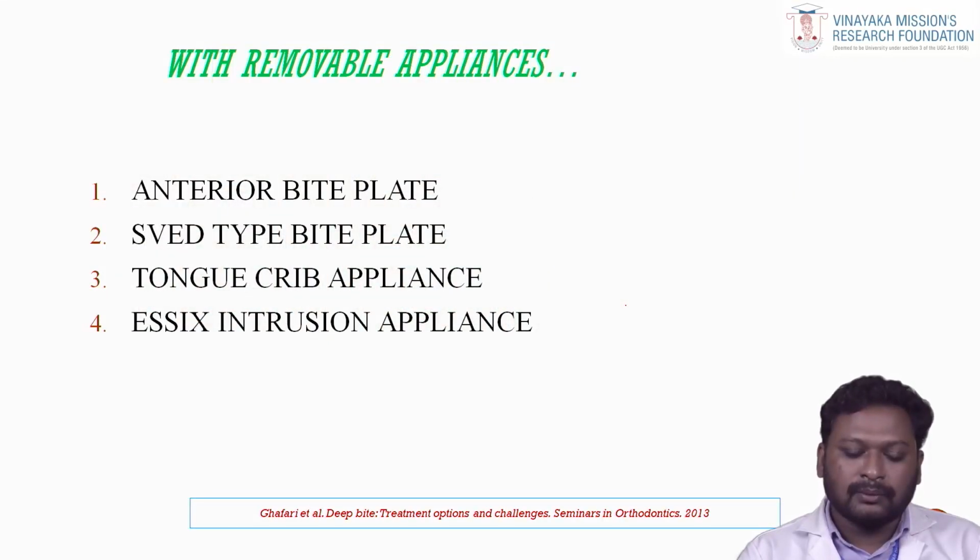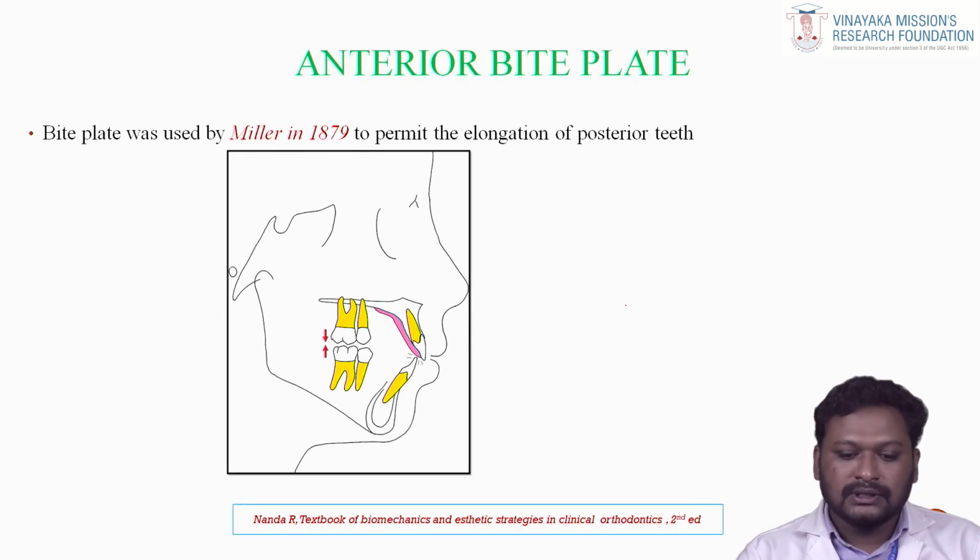So what are the methods? First, we will look at the removable appliances: the anterior bite plate, sved type bite plate, tongue crib appliance and A6 intrusion appliance. These are the four removable appliances useful for correction of a deep bite. The first one is the anterior bite plate. It was given by Miller. The mechanism behind the anterior bite plate is that it will open the bite posteriorly by 1 to 2 mm.